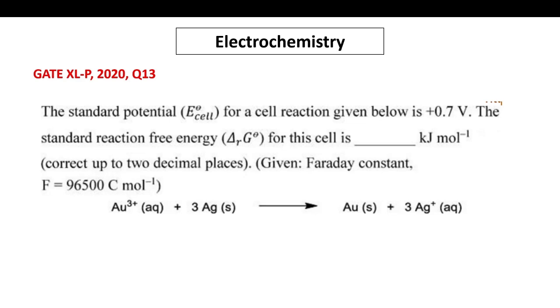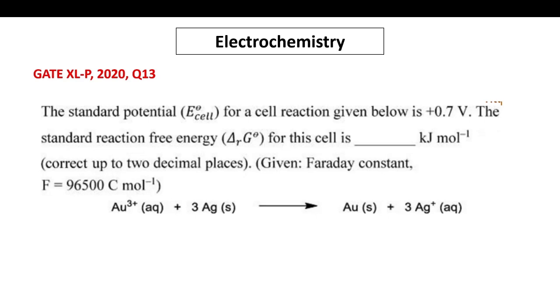So, the first question which I wanted to discuss today is of GATE XL-P 2020, question number 13. So let us first read what the question is stating. The standard potential of the cell for the cell reaction given below is plus 0.7 volt. The standard reaction free energy, that is delta R G naught, for this cell is how many kilojoule per mole, they are asking, and they are also asking to correct up to two decimal places.